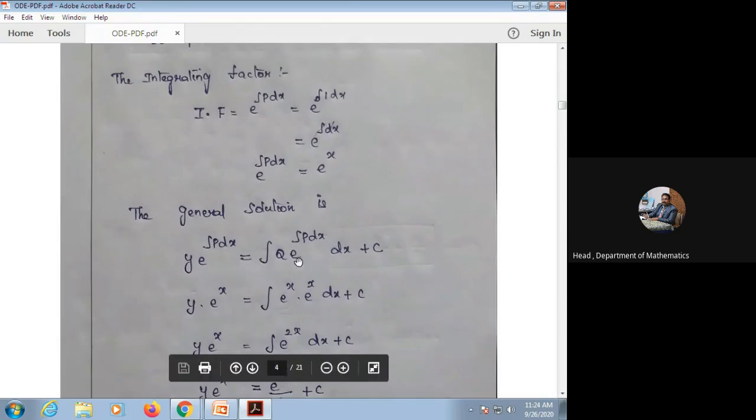Substitute in the general equation. So we know the formula, y e power integral p dx equal to integral q e power integral p dx into dx plus c. Substitute the integrating factor value and q value here. So y into e power integral p dx value, we know, that is e power x. And the q value given in the problem is e power x. Here also e power integral p dx value is e power x, into dx plus c. How to multiply these two values? The base is the same, so add the powers. We get e power 2x into dx plus c. Therefore, y e power x equal to integration of e power 2x, we know.